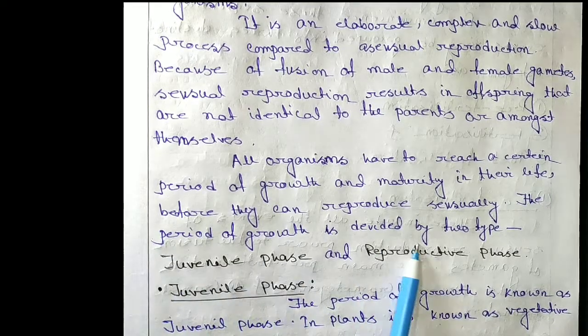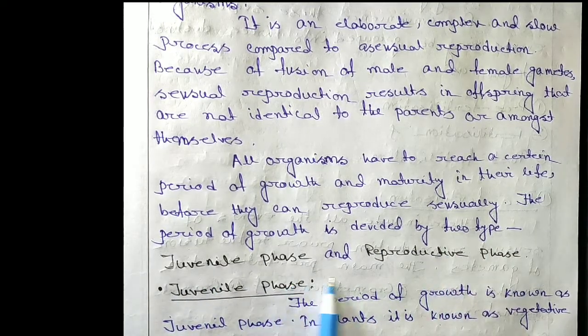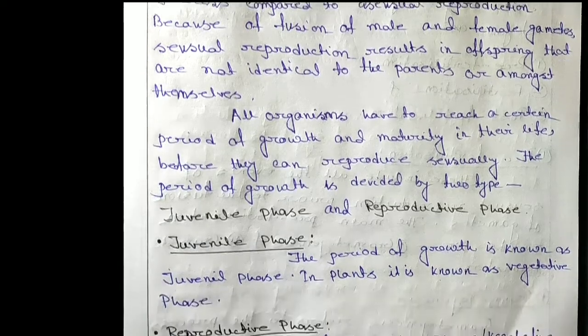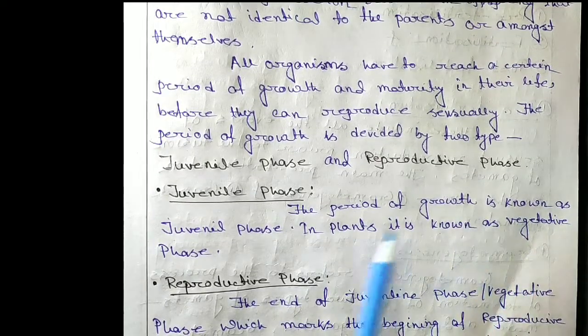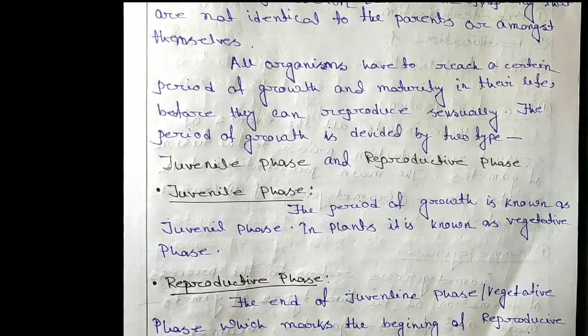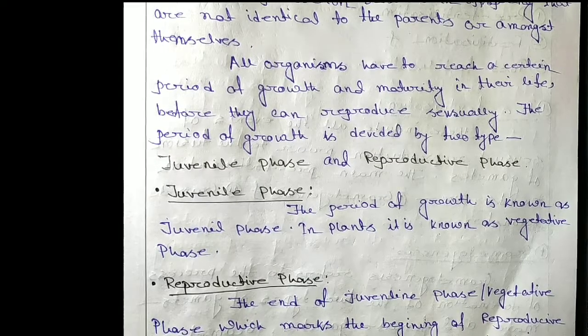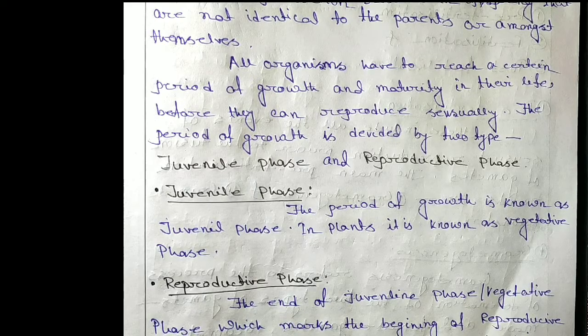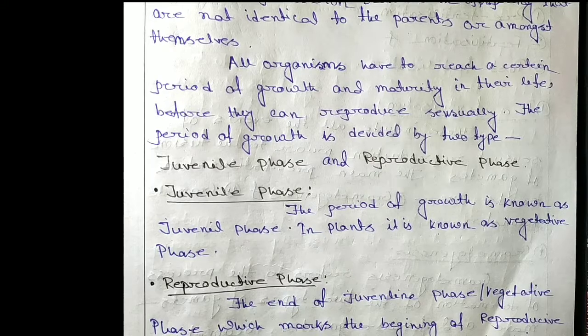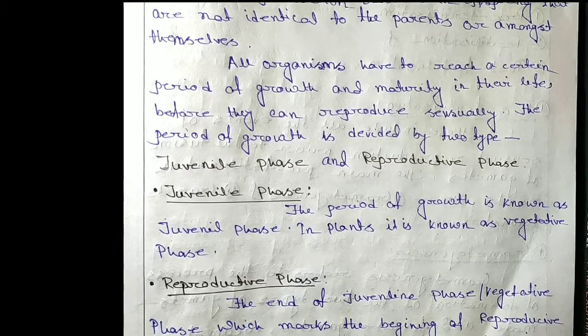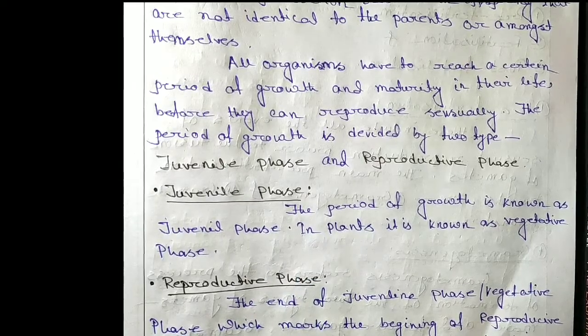The period of growth is divided into two types, that is juvenile phase and reproductive phase. What is the juvenile phase? The period of growth is known as the juvenile phase. That means before reproduction, an individual has to mature and grow up, and the period when the organism matures enough to reproduce is known as the juvenile phase. The other phase is the reproductive phase.